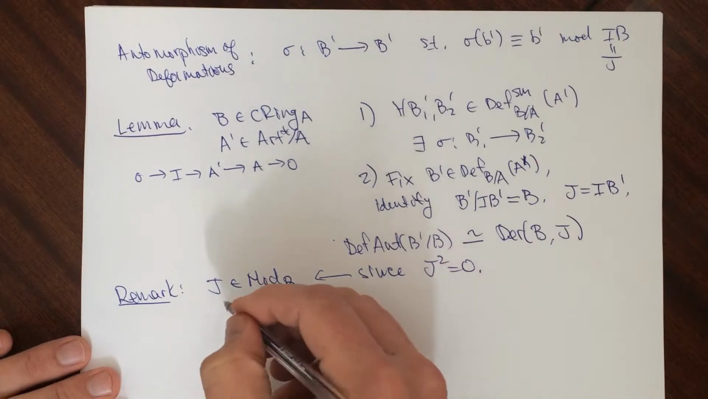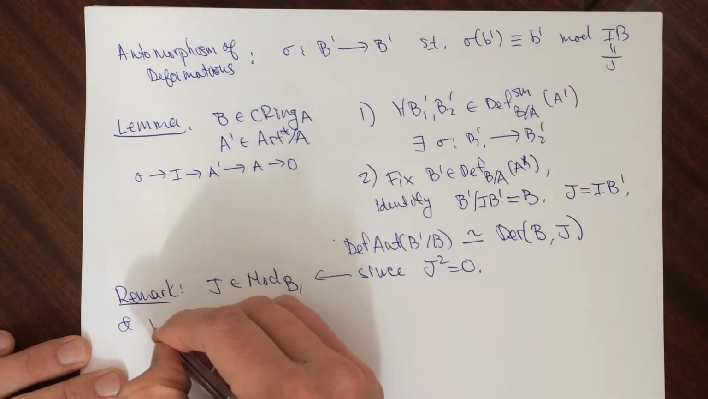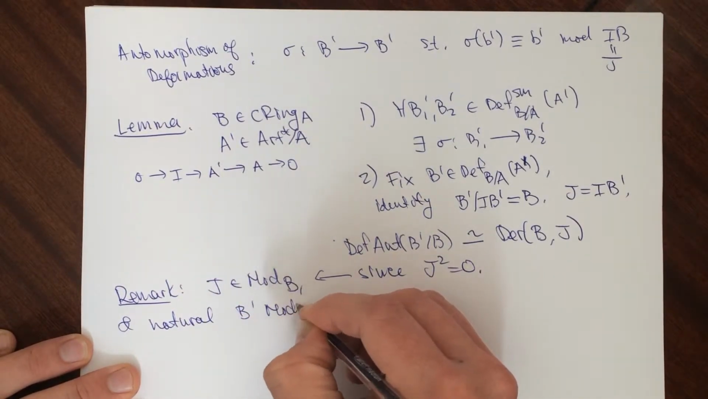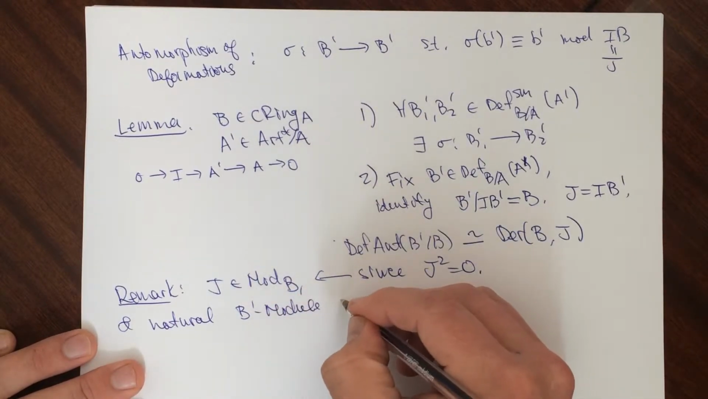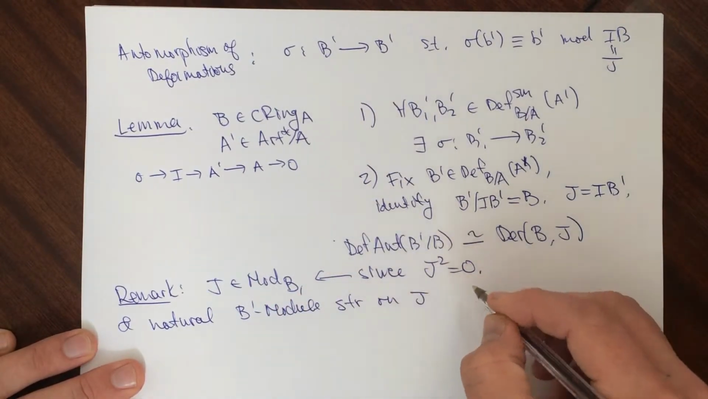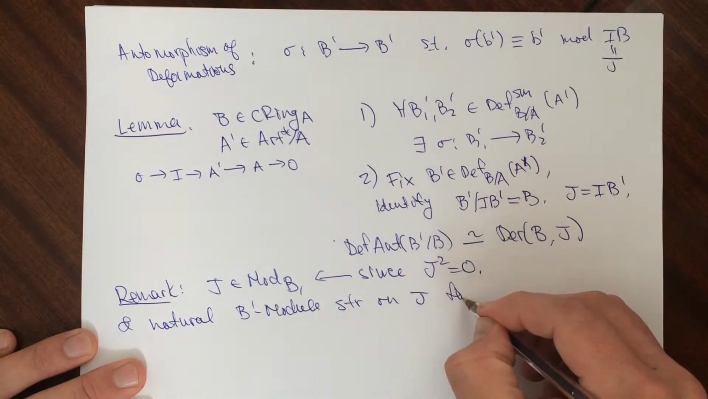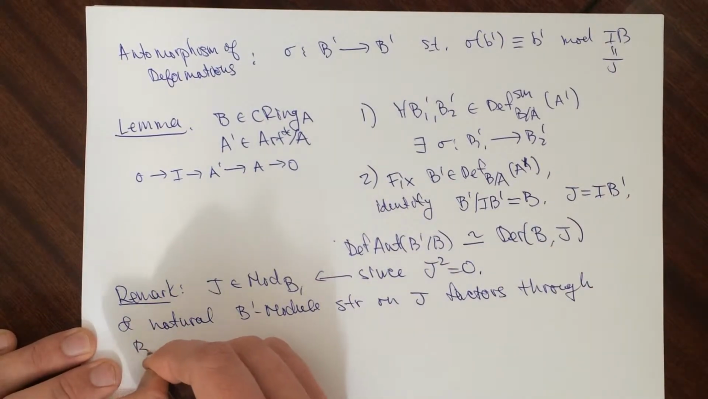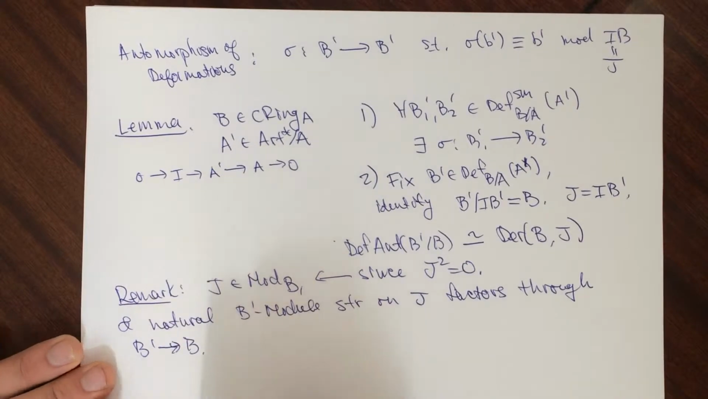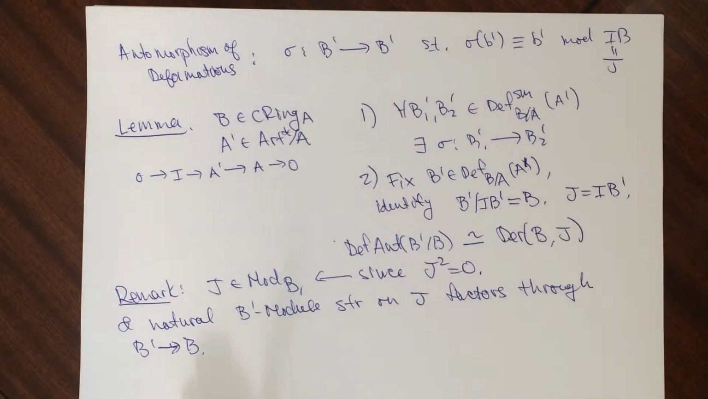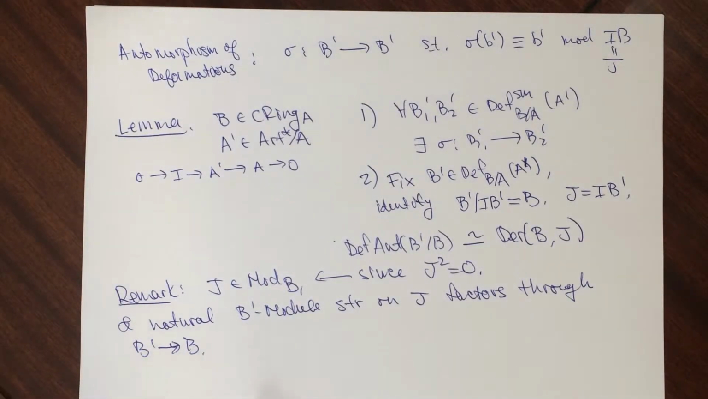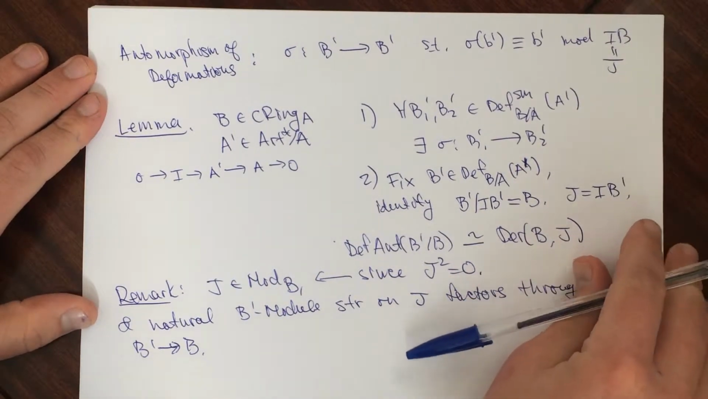And the natural B prime module structure on J, as a submodule of B prime, factors through the map B prime to B. So that's all it's saying. I don't need to say any more about that. Okay. All right.